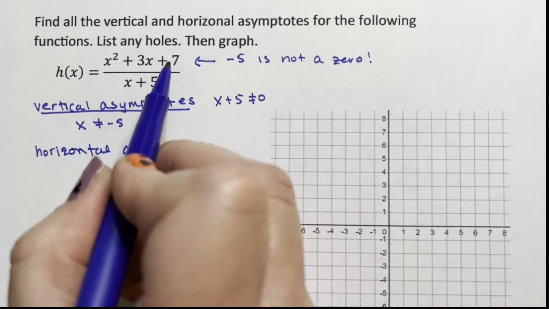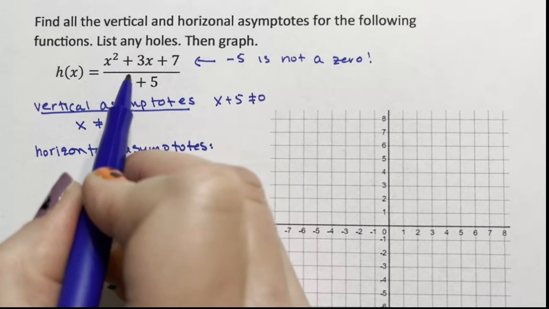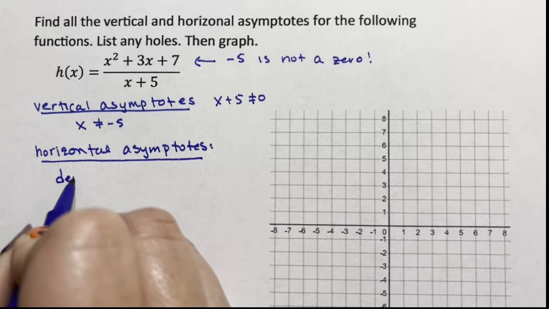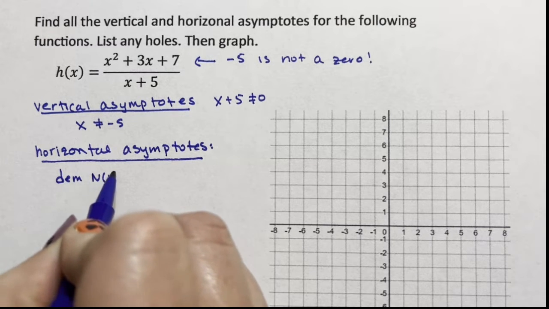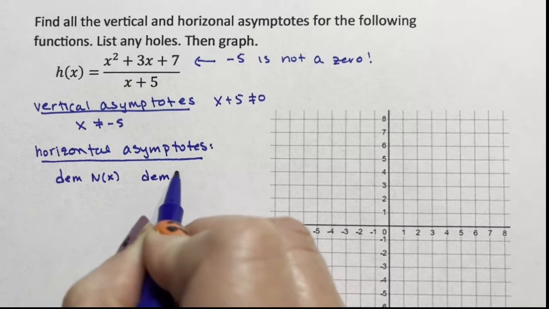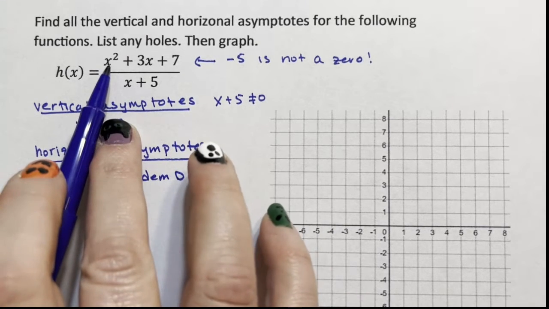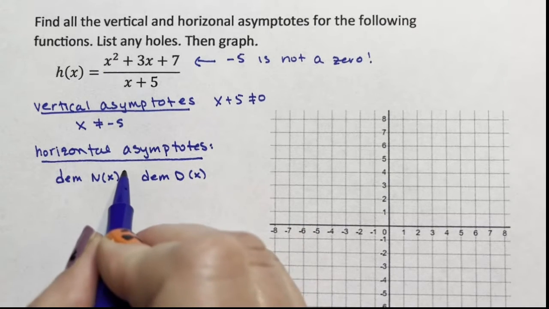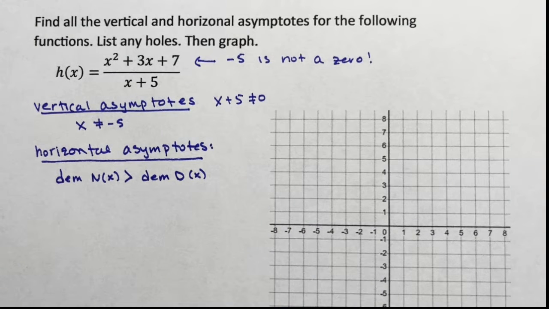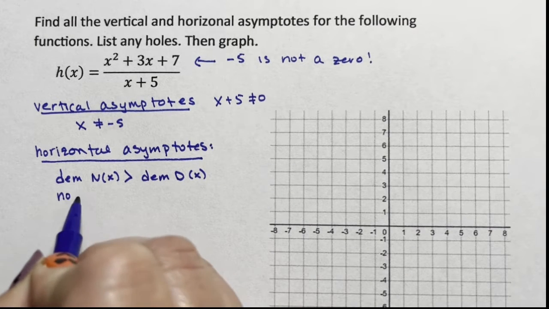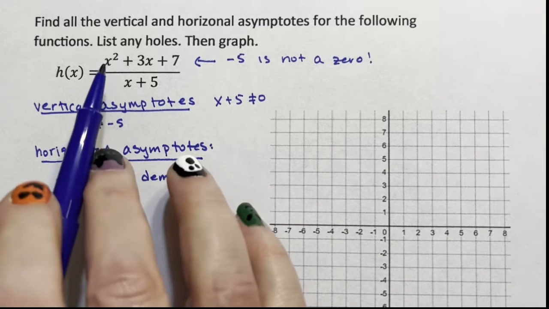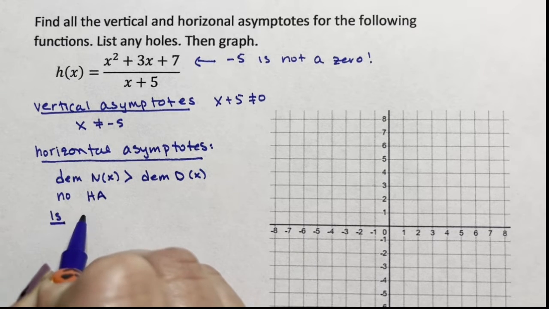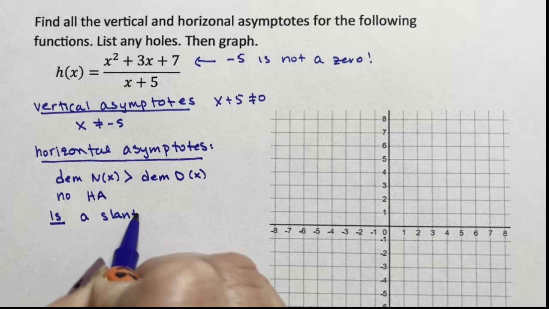Okay, as for horizontal asymptotes, we're going to call the numerator n of x for the polynomial, the denominator d of x. The degree of the numerator, we're going to compare that with the degree of the denominator, d of x. This is degree 2, because it's x squared as its leading term. This is a degree of 1. The numerator is greater than the denominator. There is no horizontal asymptote. But because this is exactly 1 degree larger, there is a slant asymptote.